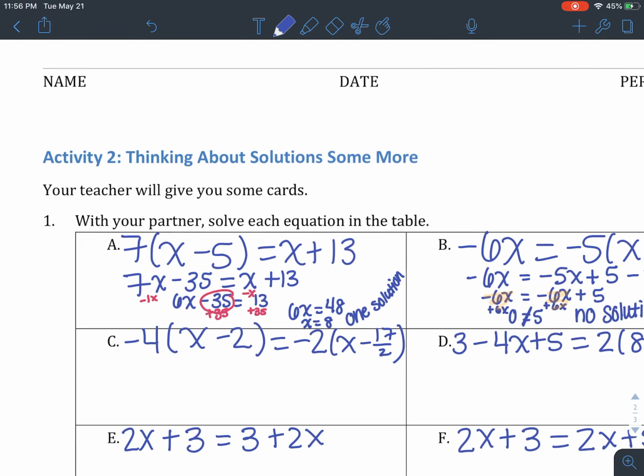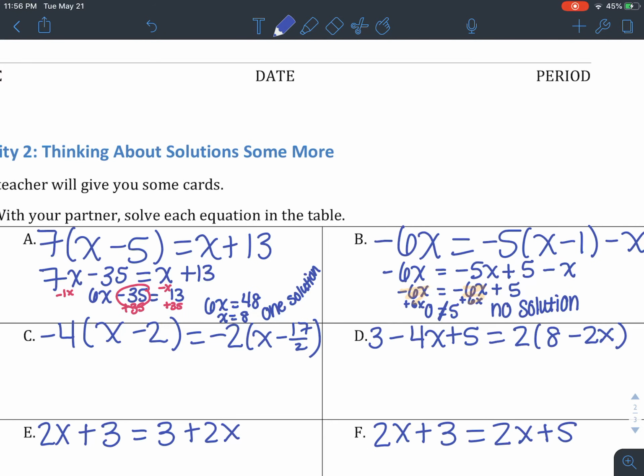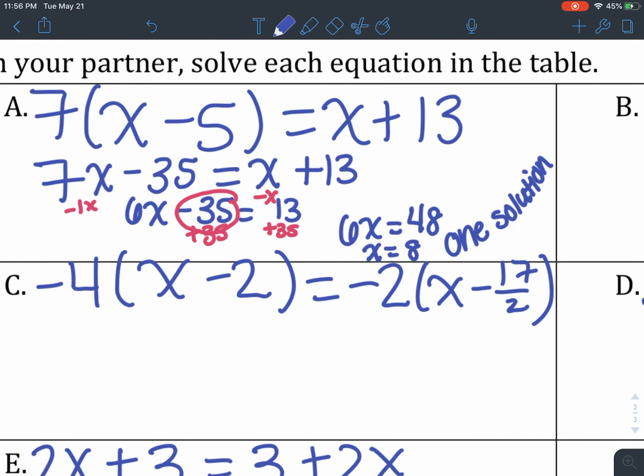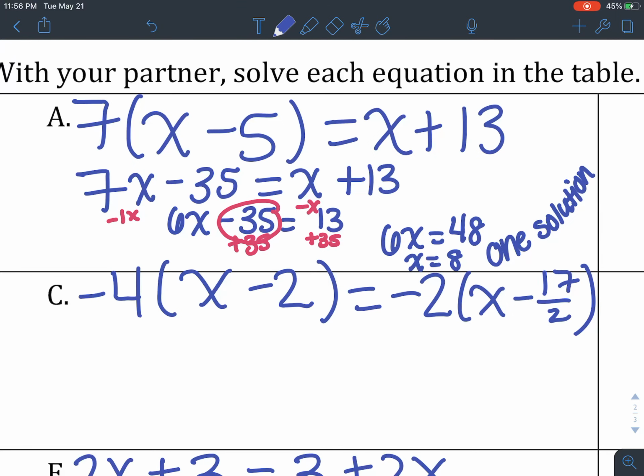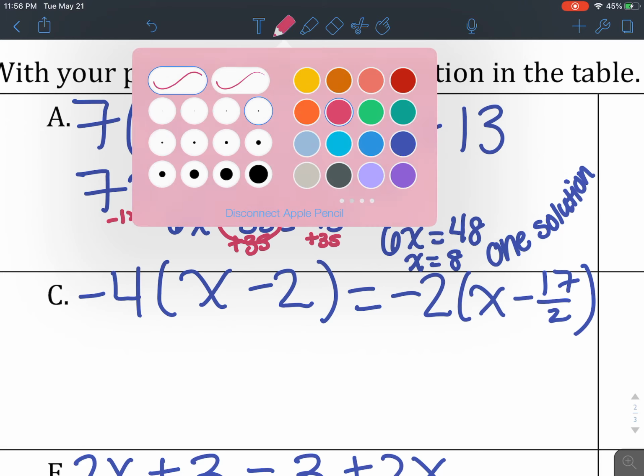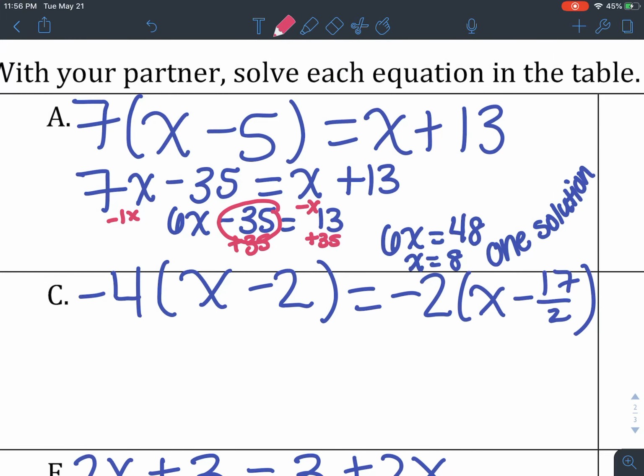All right. Now, so we've got one solution, no solution. Now let's look at letter C. I'm going to change colors because there's a lot of purple right there. So we're going to distribute that negative 4. We've got a lot of distributing here, so hopefully you're doing okay with this. And then remember, this is negative 4 times negative 2, and that's going to be plus 8.